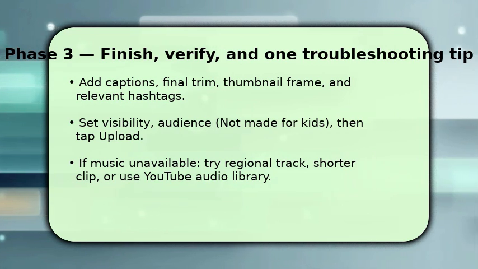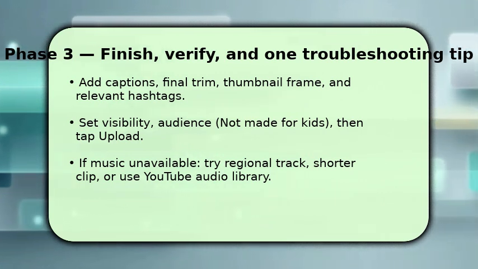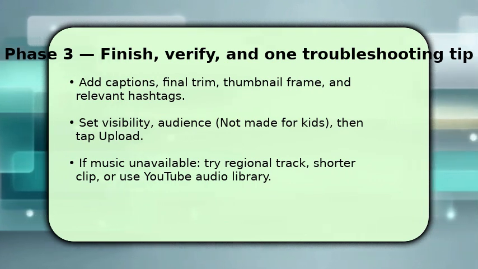If you get an unavailable track message, try a different regional version, shorten the clip to comply with license limits, or pick from the YouTube audio library. If audio drops after publishing, edit the short, swap the track, and resave.